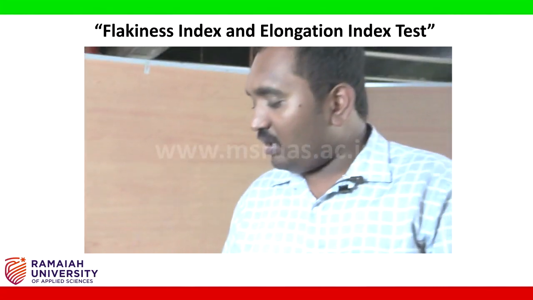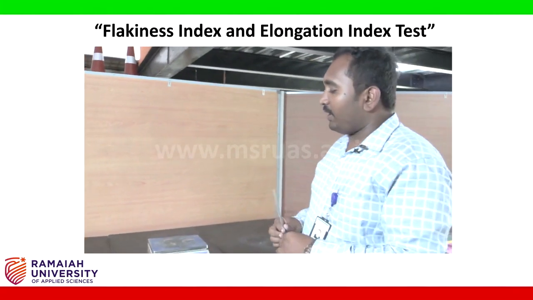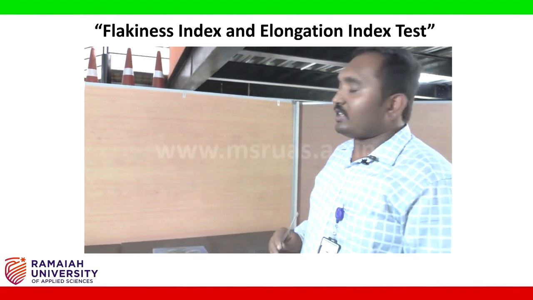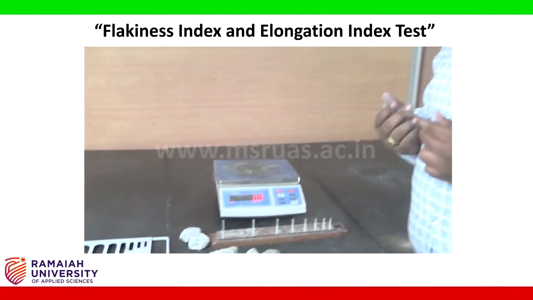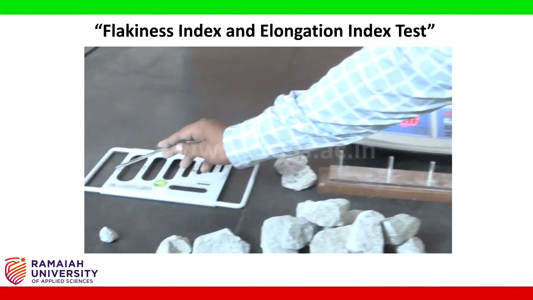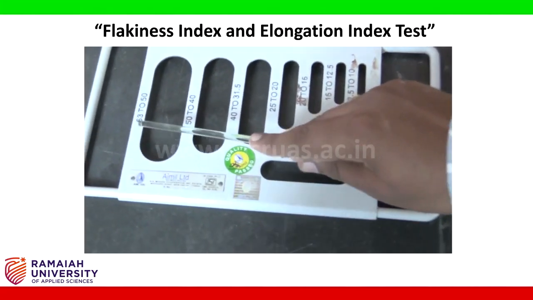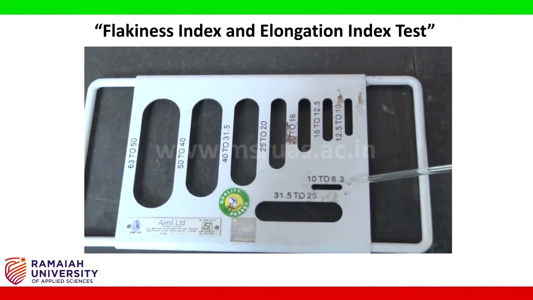So let us start doing the experiment. Before doing the experiment, let us go on with the apparatus required. The apparatus which is required now: we want the standard IS sieves ranging from 63 mm till 6.3 mm.